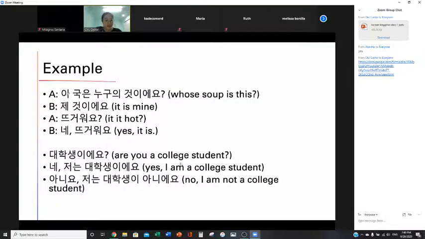Example practice: 이 국은 누구의 것이에요? 누구의 is "whose." This soup, whose is it? 이 국은 누구의 것이에요? 제 것이에요. It is mine. 뜨거워요. This is also the basic form, and then 요 was added. 네, 뜨거워요. Yes, it is hot.